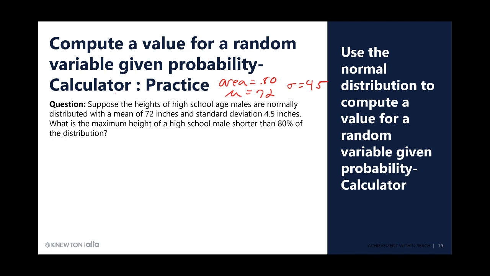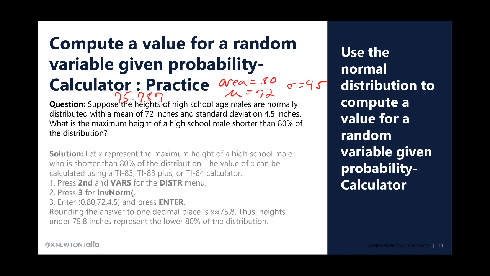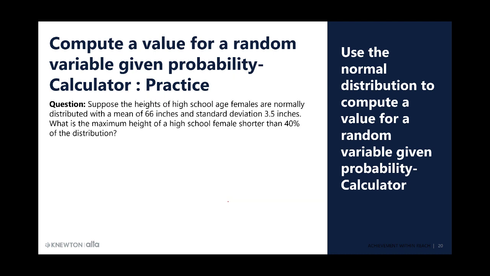So I hope the answer is 75.787. Let's see, do I have the answer here? Hey, there we go. Basically, they're just telling you how to do this in the calculator, right? We inverse norm, we put in our left area, we put in our mean, and we put in our standard deviation. And yes, 75.787, or 75.8 if you round it to one decimal place. All right, one more.